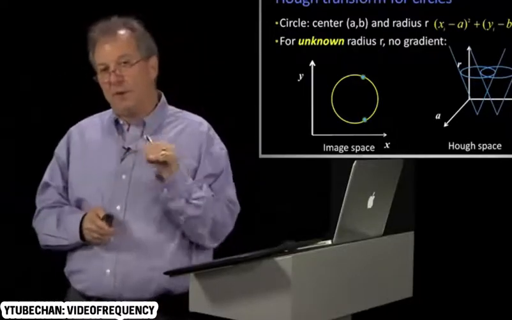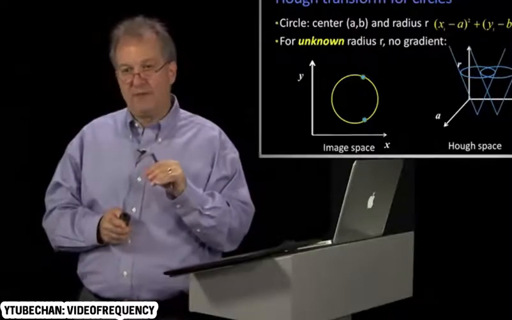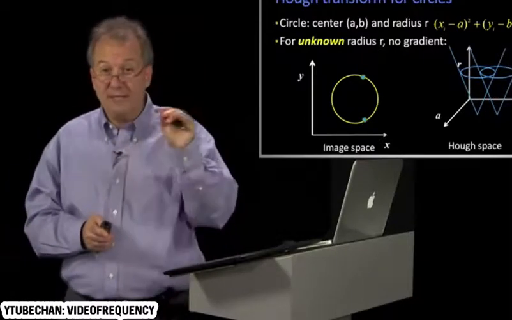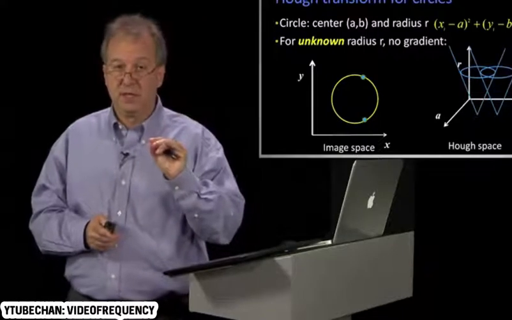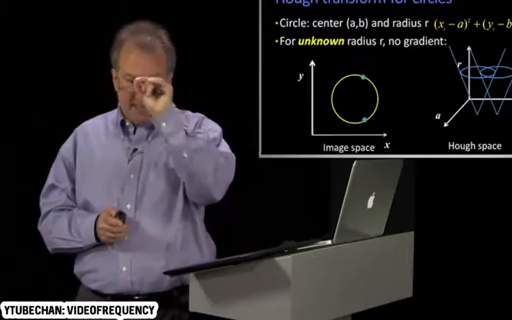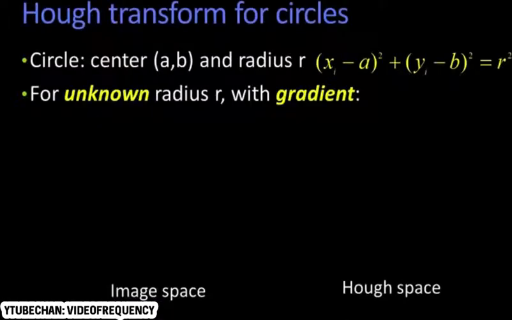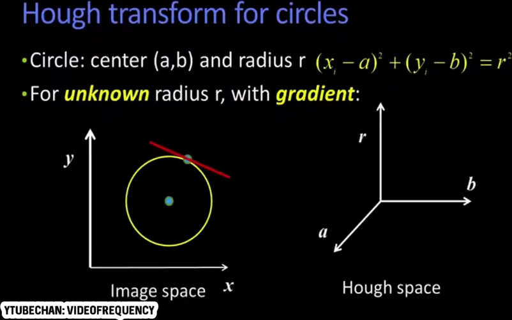But remember before, one of the ways we reduced the number of votes you had to do was by using the gradient direction. Because if I had a point and I knew the gradient, there was only one possible line it could be. Well, we can do the same thing with circles. So now we have an unknown radius, but we have a gradient. Again, our Hough space is A, B, and R, but this time our one point here has this gradient.